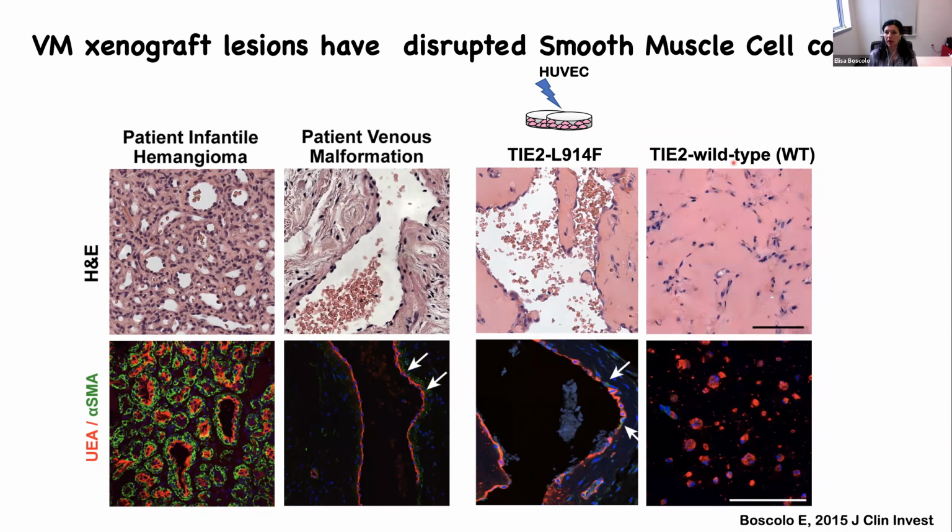And here you can see in comparison, when you have HUVEC that overexpress the wild type Tie2, we do not see blood vessels, but the endothelial cells just form little clumps there.